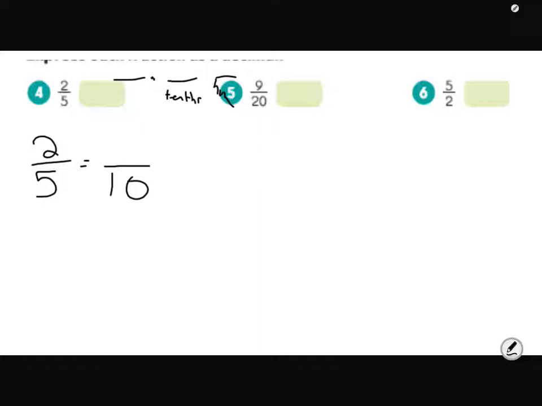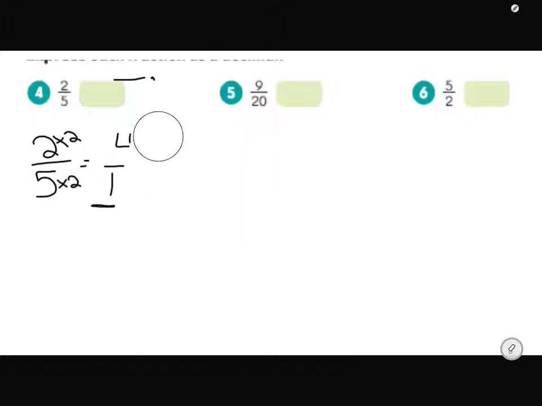And now I'm making an equivalent fraction. I know that I times 5 by 2 to get to 10. So I know that I also need to do the same to my numerator. 2 times 2 is 4. That says 4/10. So then I know that I need to write a 4 in the tenths place. This says 4/10 and this says 4/10.